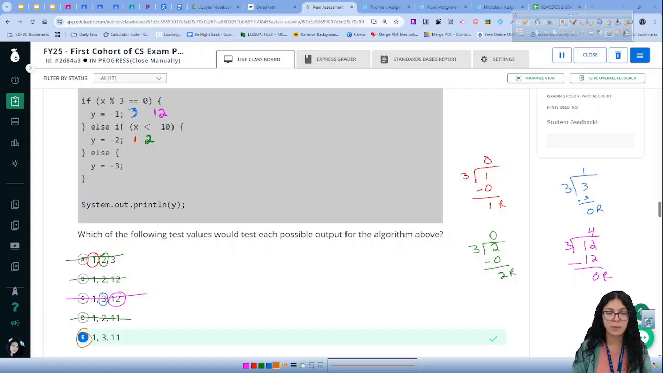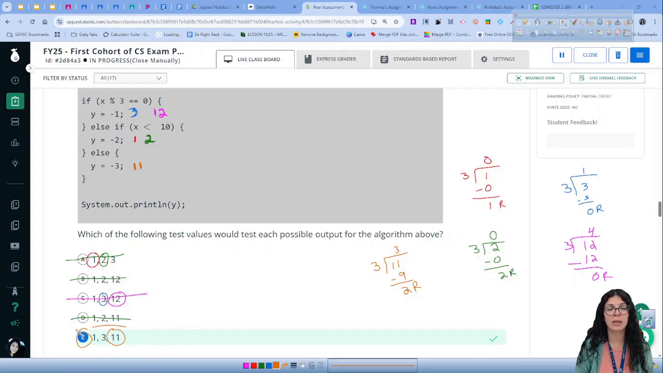However, to fully finish the problem, let's go ahead and plug in 11 and show that it does run that final else. So is 11 mod 3 equal to 0? Well, 3 goes into 11 3 whole times, which is 9. And when we subtract, we get a remainder of 2. So if 2 is the remainder, then is 2 equal to 0? False. So then else, okay, check if 11 is less than 10. False. So then it will run the final else.